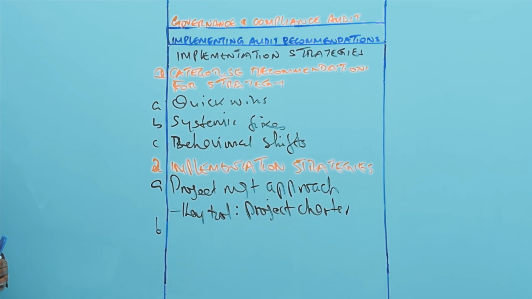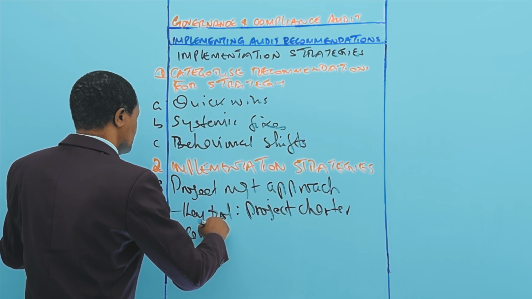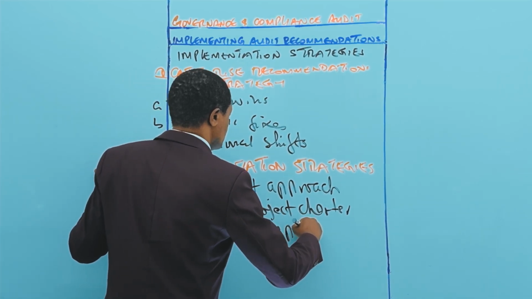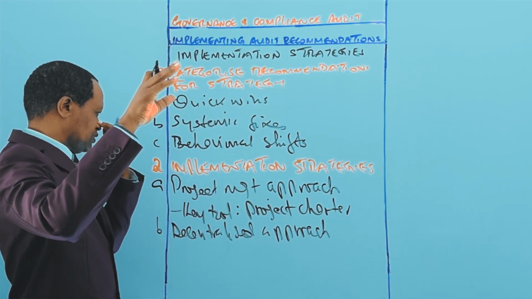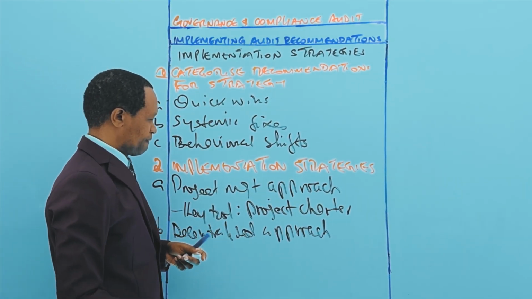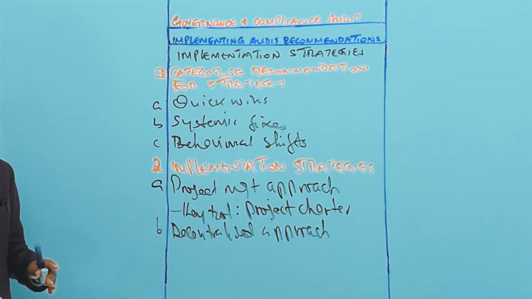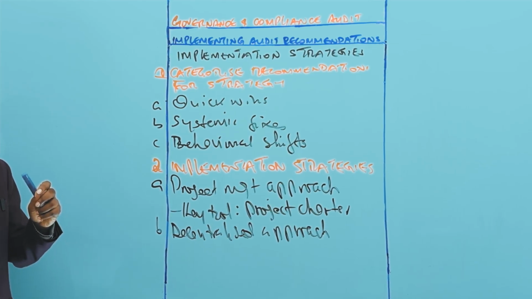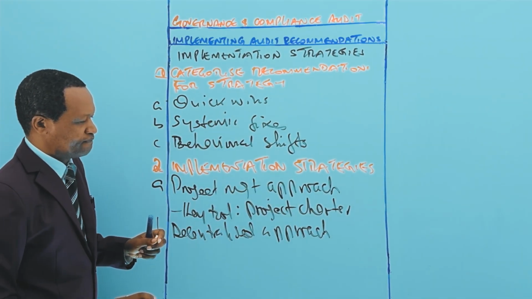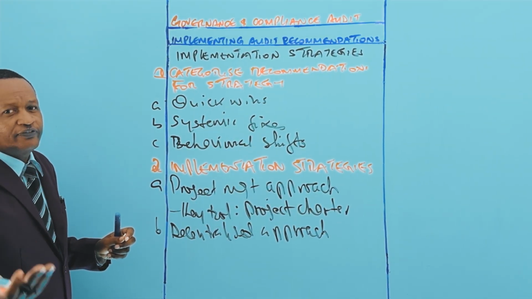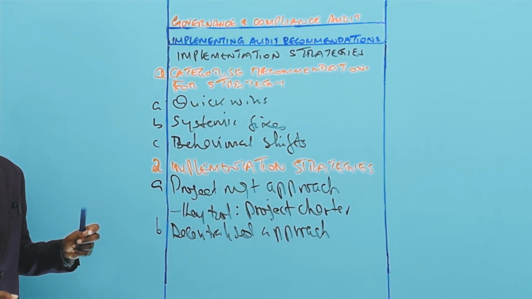Another strategy could be what we call the decentralized approach. Here it is centralized: you have one office that rolls out all the recommendations. But you may have a decentralized approach where you push the responsibility directly to the business unit heads. Understand? So the specific departmental head is solely responsible for the fix.